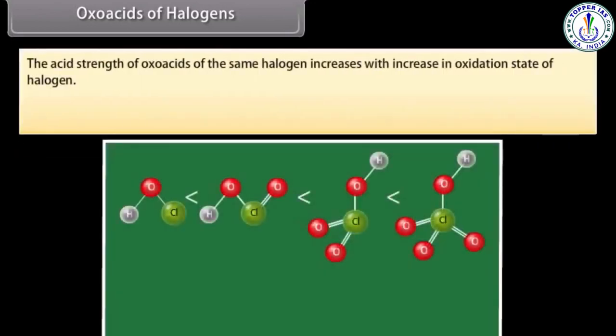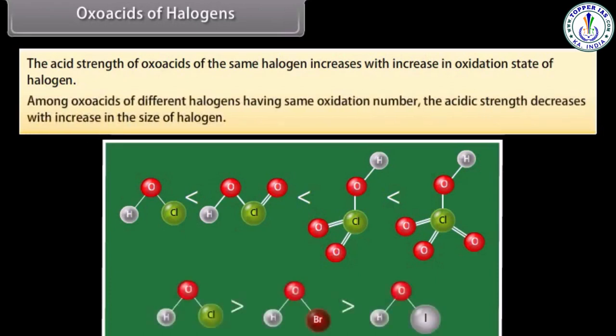The acid strength of oxoacids of the same halogen increases with increase in oxidation state of the halogen. For example, the acid strength of different oxoacids of chlorine is in the order shown. Among oxoacids of different halogens having the same oxidation number, the acidic strength decreases with increase in the size of the halogen.